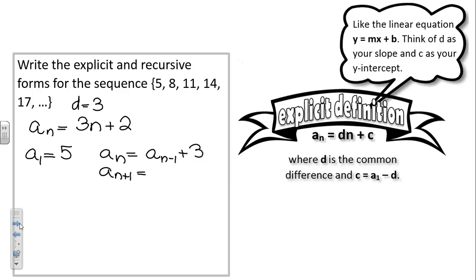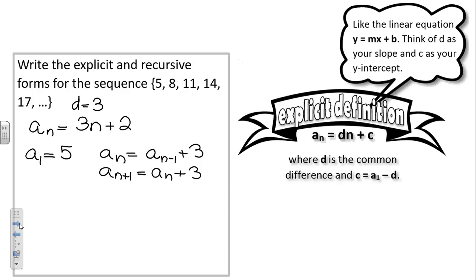If you want the third term, take the second term and add 3. I think our book is actually going to call it n plus 1 if you want to generate the next term. Take the previous term and add 3. Okay? I've seen it both ways. I don't care which one you give me. Okay? Does that make sense?